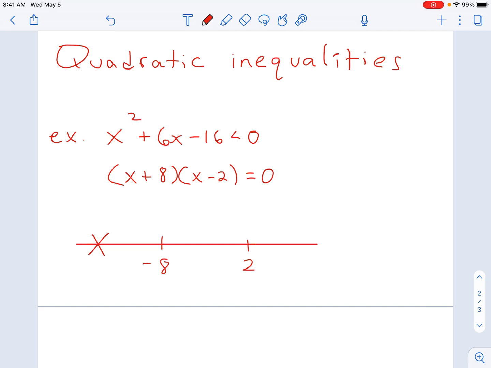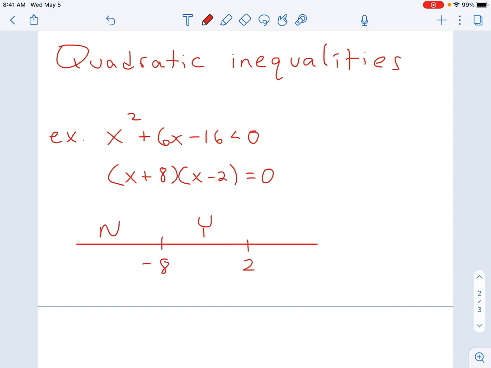Then I would choose a number in between negative 8 and 2. 0 is always a nice number. And so if I plug 0 into the original equation, that's 0, and that's 0, right? Because 0 squared and 6 times 0. So I'm left with negative 16 is less than 0. That is true, which means this part does work. So I'll say yes and no. So this does not work. This does work.